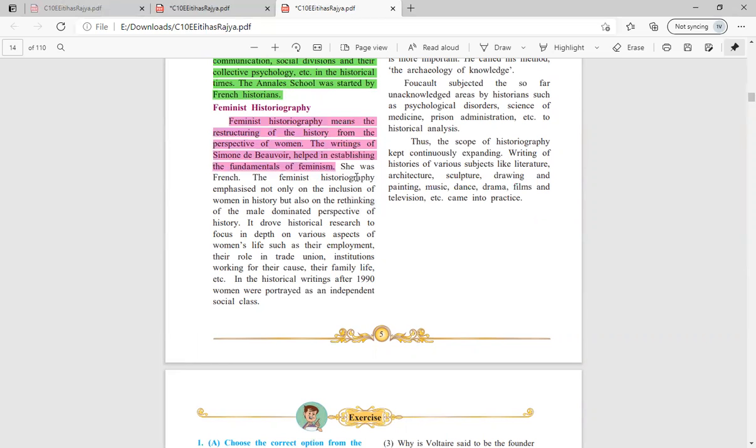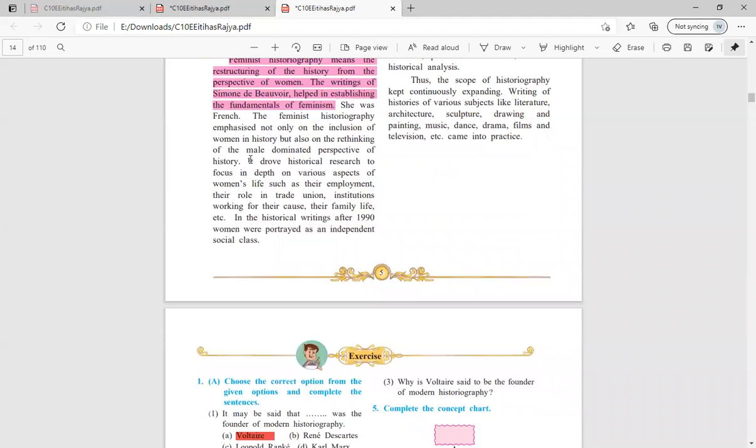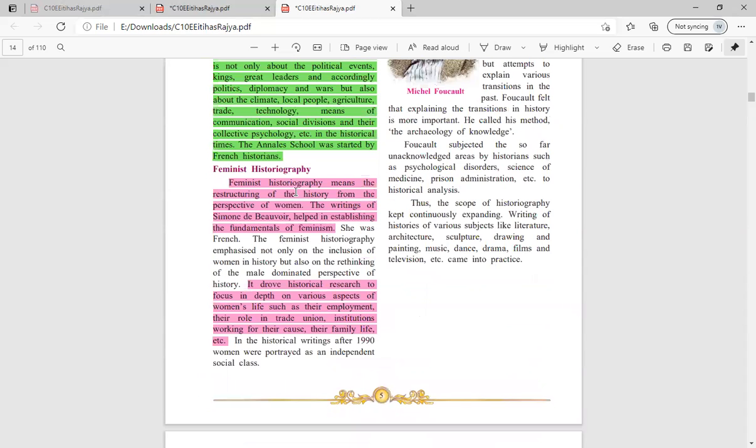Okay, the second point over here you need to write that it drove historical research and focus of various aspects of women life in trade, union, institution, works, etc. So this again would be your second point. So it drove से लेके etc. तक ये वाला point पूरा आपका second point हो जाएगा. Fine. Is it understood? Yeah. So this entire would become your second point, and that is how you come towards the end of 3.1. Now 3.2 हम लोग देखेंगे.